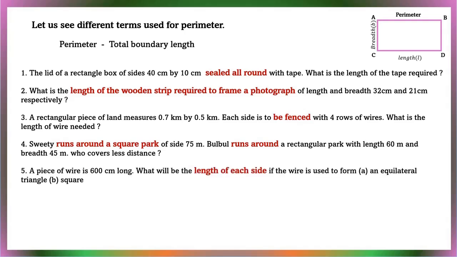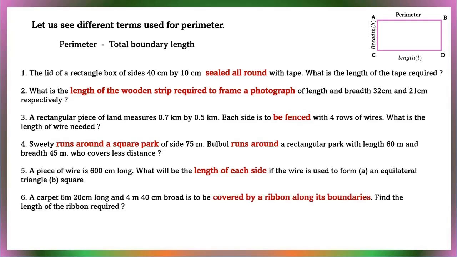In the fifth one, the length of the wire, 600 cm, represents the perimeter of the figure formed. When the wire is shaped into an equilateral triangle or a square, it is divided equally among all its sides. So we divide 600 cm by the number of sides to find the length of each side.